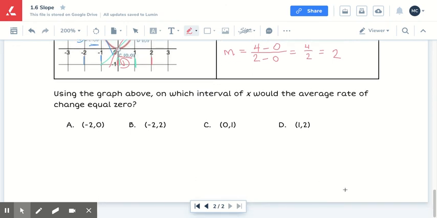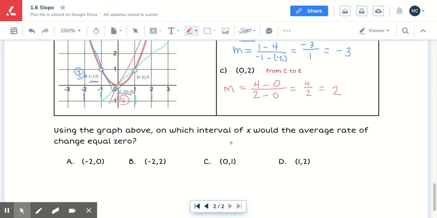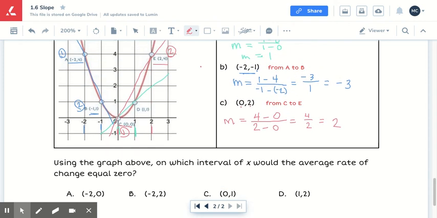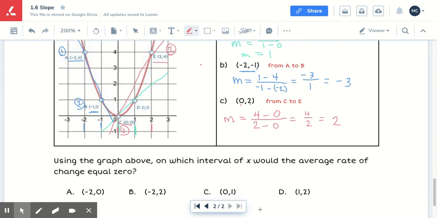Okay, now there's one last question down here at the bottom. It says, using the graph above, on what interval of x would the average rate of change equal 0? And they give you a few intervals here to look at. So this would be the right place again to pause the video and think about this. Decide on your answer, or answers, I suppose it's possible there could be more than one here. And then come back and check and see if you got it correct.